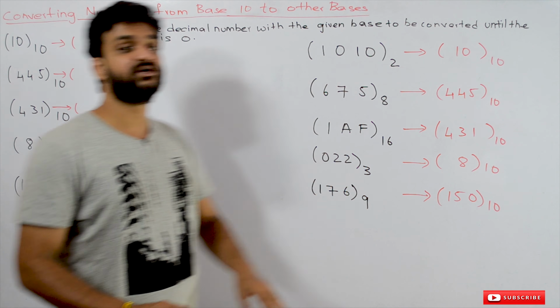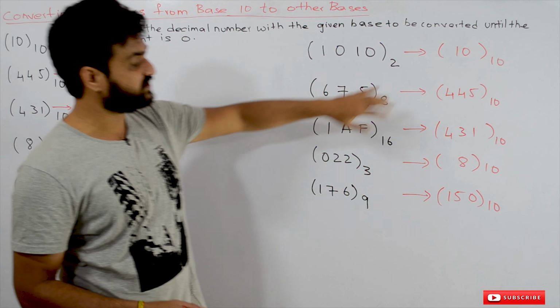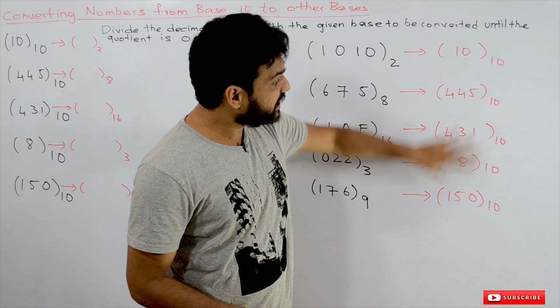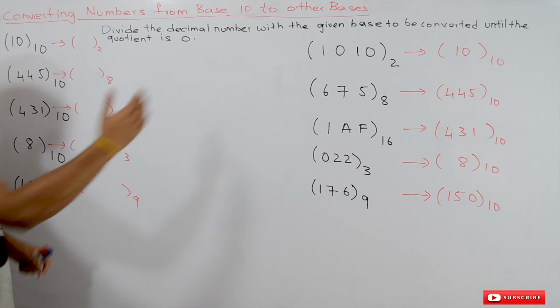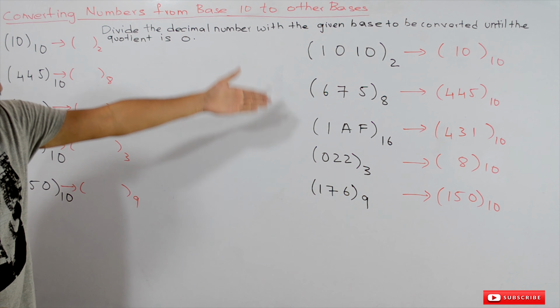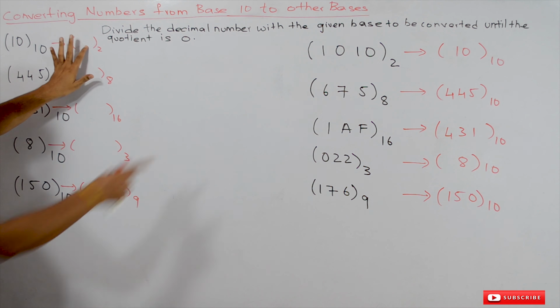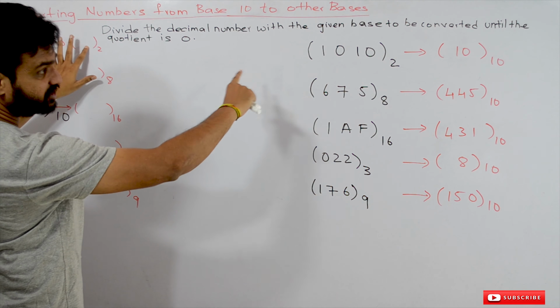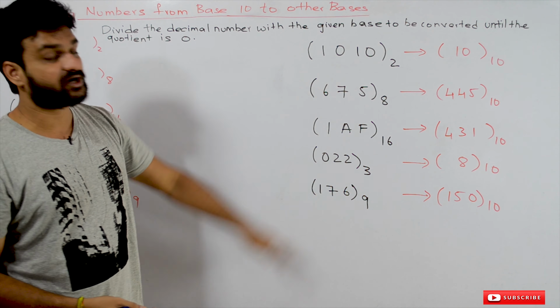Now in this video we will try to convert numbers from base 10 to other bases. These are the base 10 numbers, and we will convert them back into the bases that are given here. All these numbers are base 10 numbers. Now we will convert this base 10 number to base 2, same as this one. We are converting back, and we will see whether we get the same number or not.